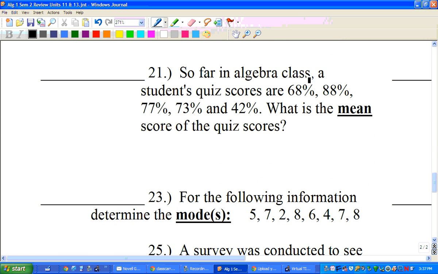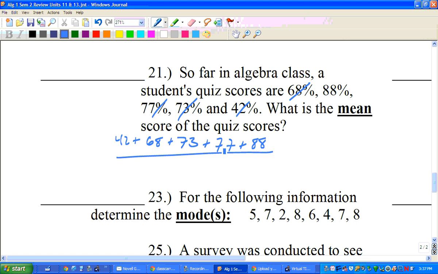Okay. So far in algebra class, the students' quiz scores are 68, 88, 77, 73, and 42. What is the mean score of those quizzes? So that means we need to add them all up. We got 68, there's a 42, a 73, 77, and an 88. Okay, so you want to add all of those up and then divide by 5.